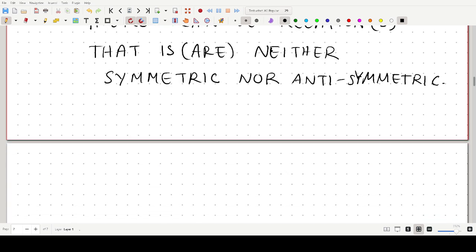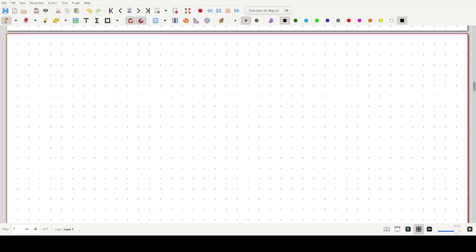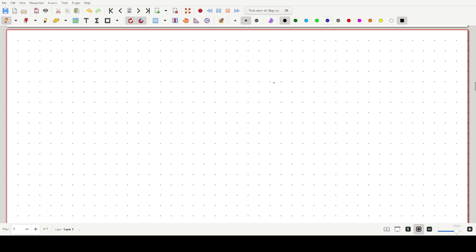Okay. Now let's look at another type of relation, right? Another definition which says that, well, you see, by the way, this is called the transitivity property.